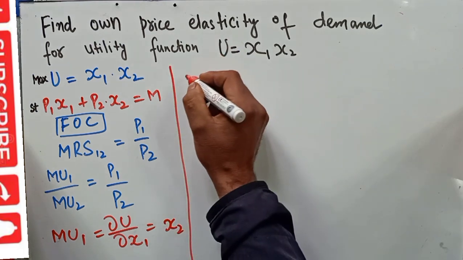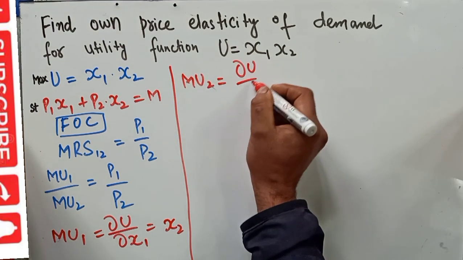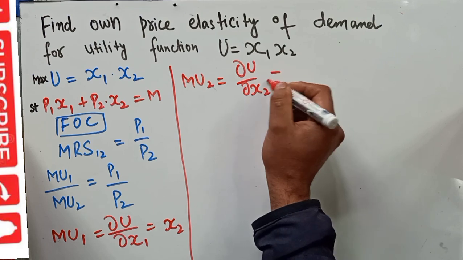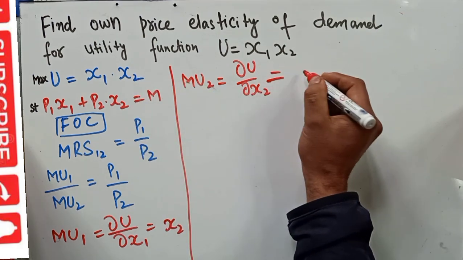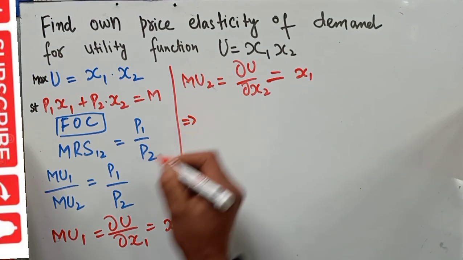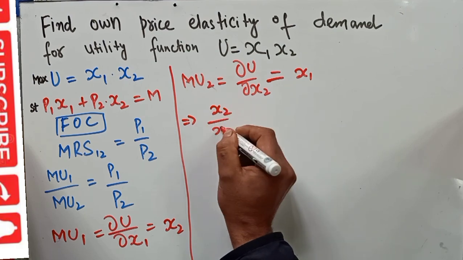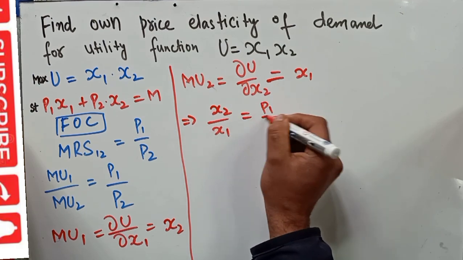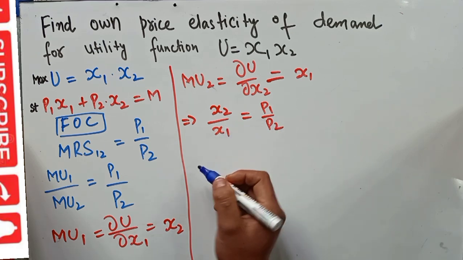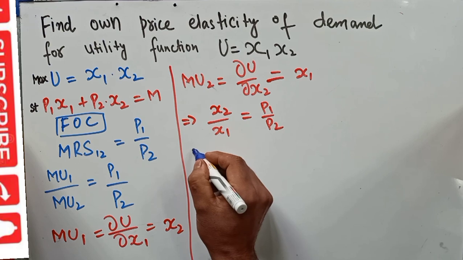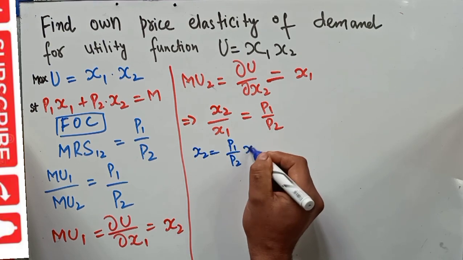Symmetrically, marginal utility of good x2 is the partial derivative of the utility function with respect to x2. This time the derivative of x2 is 1, so we are left with x1, which implies MU1 upon MU2 is x2 upon x1. x2 upon x1 is equal to p1 upon p2. Let us solve it for x2. Transposing, x2 is equal to p1 upon p2 times x1.